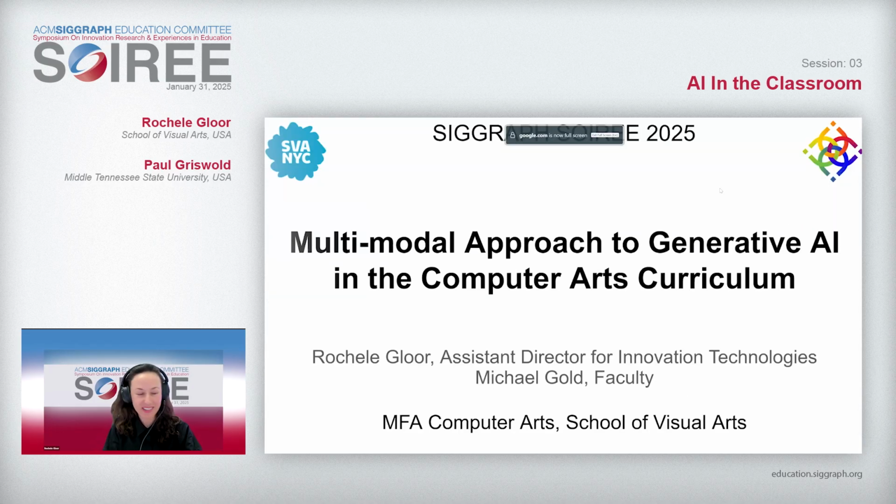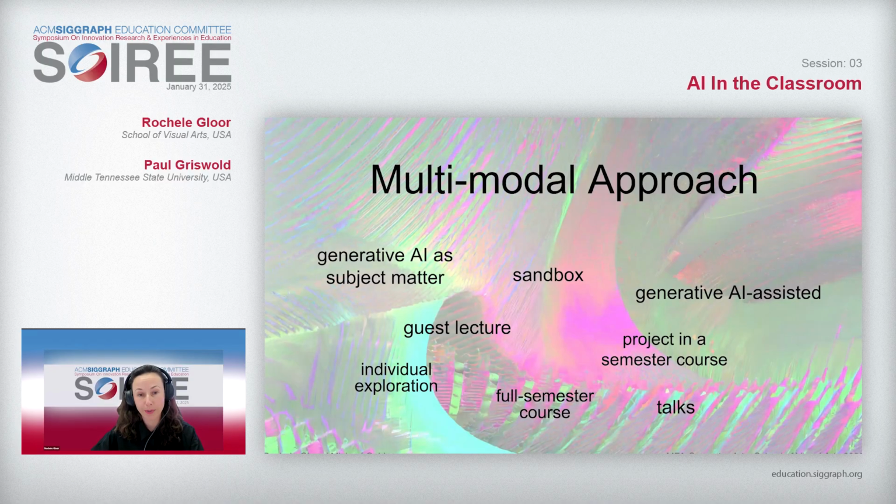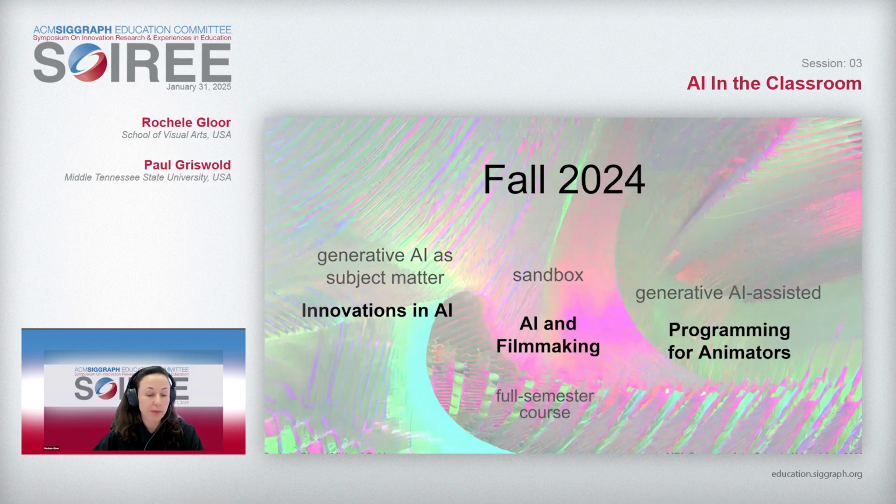Okay. Thank you for having us. My name is Rochele Gloor. I'm Assistant Director for Innovation Technologies, and I'm here with my colleague and faculty, Michael Gold. We are from the MFA Computer Arts Department at the School of Visual Arts in New York. We have been using a multimodal approach to integrating generative AI in the computer arts curriculum, which has been successful, fast, and non-disruptive. I'm going to show 3 examples of full credit courses that we offered in fall 2024.